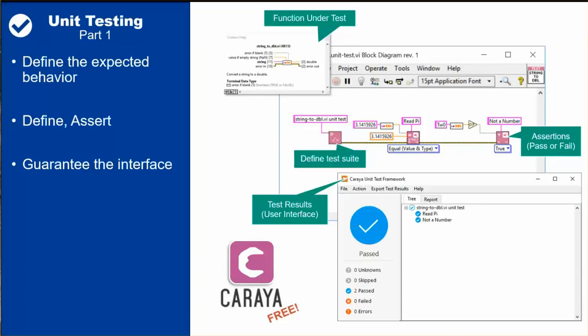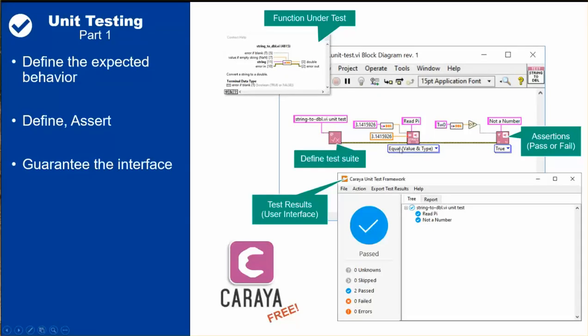this as much. So here I'm using Karaya, which is a unit testing framework that JKI made. It is free. And so here we can define simple behaviors. I'm testing a function that converts a string to a double, and I want to make sure this pi-like number gets converted to this pi-like value. I want to make sure this invalid string is converted into not a number, and that it correctly errors. And I can build really simple tests.